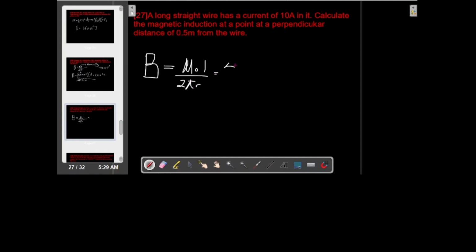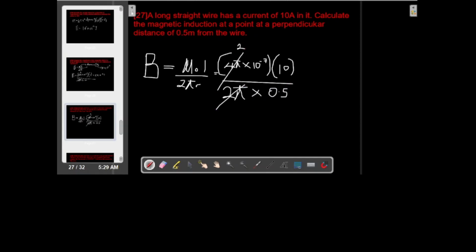Let's proceed. 4 pi times 10 to the power of negative 7, multiplied by I, which is 10, divided by 2 pi, divided by r, which is 0.5 in this case. So let's do this together. 2 pi cancels 4 pi, and you're going to be left with 2. Now 2 divided by 0.5 gives you 4. Now 4 times 10 gives you 40. So you have 40 times 10 raised to the minus 7, or you can just say 4.0 times 10 raised to the power of minus 6.